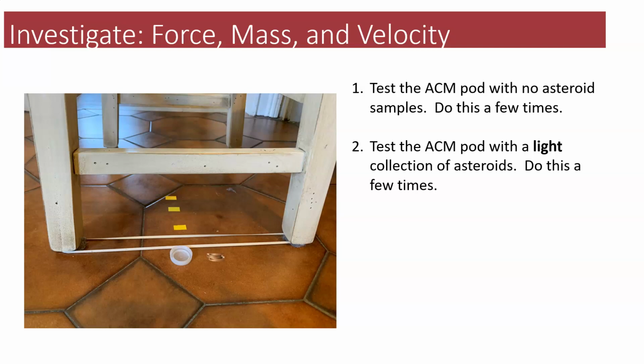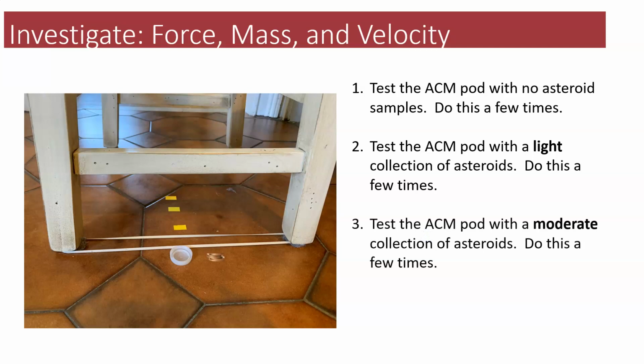Okay, now you're going to test the ACM pod with a medium load of asteroid samples. I added 2 coins to my bottle cap to simulate this. Remember to pull back to the same marking and then watch the velocity of this pod. Do this a few times and then record how the speed and direction of this pod compares to the others.